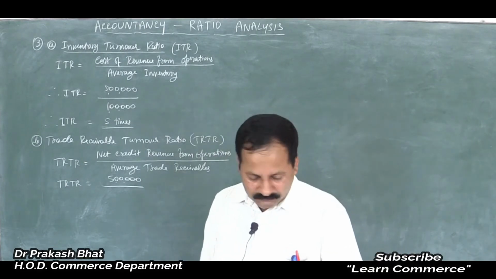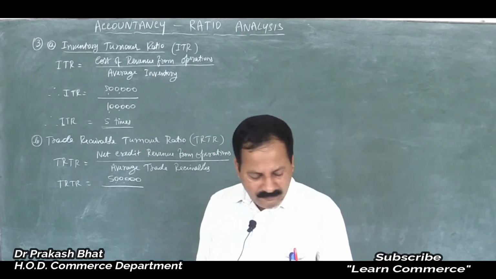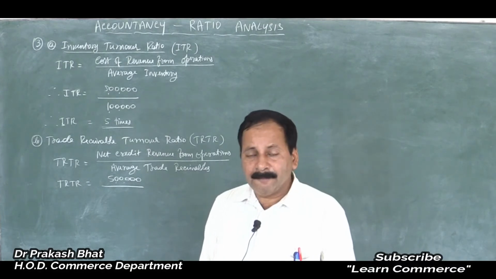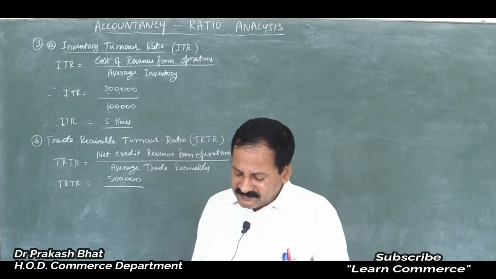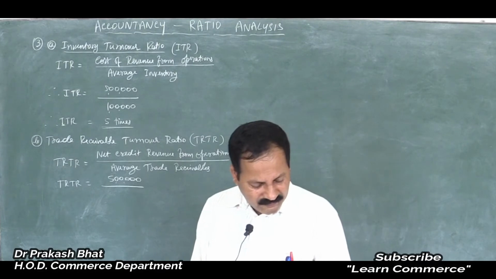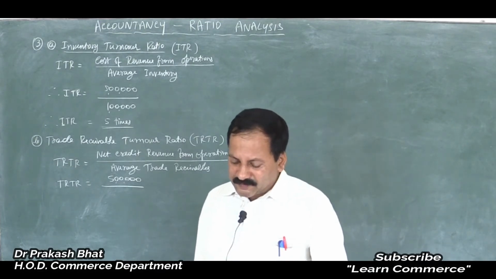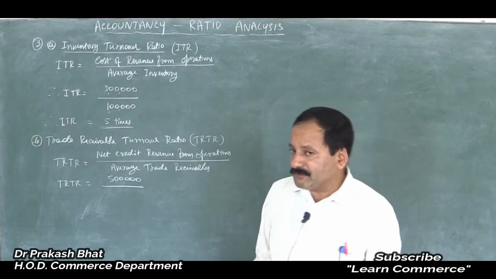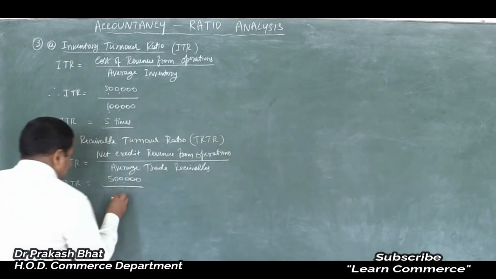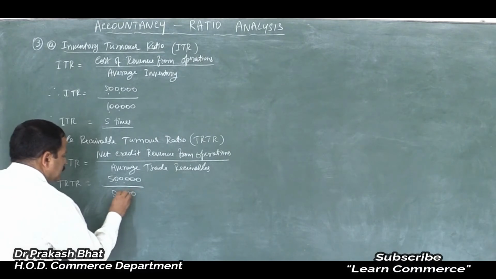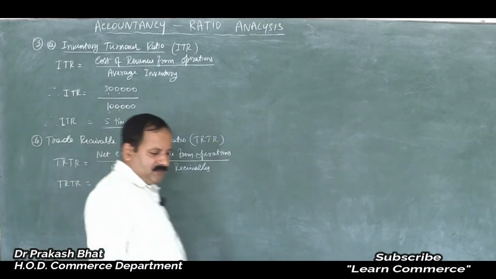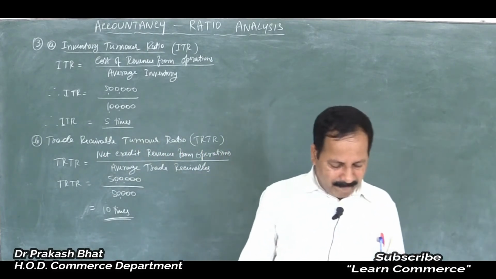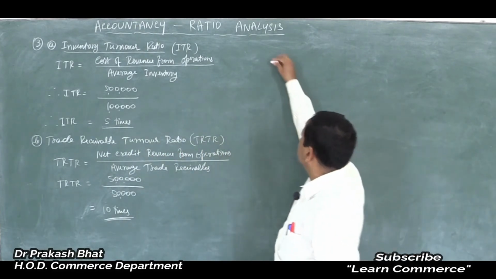Then average trade receivables, that is trade receivables in the sense debtors and bills receivable. Whether separate debtors and bills receivables are given? No, it is not given. That means trade receivables given in the problem itself is the average trade receivables. So it is 50,000. So how many times then? 10 times. Am I correct? So trade receivable turnover ratio is 10 times. Now let us move on to the third one.